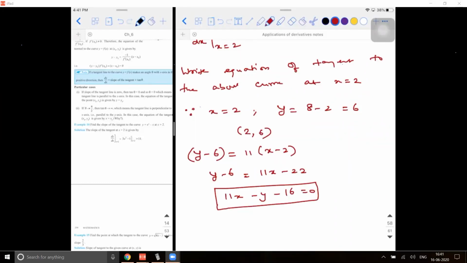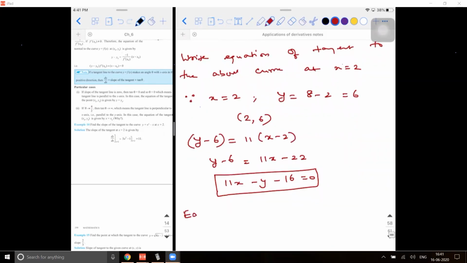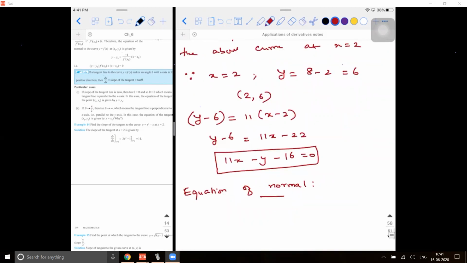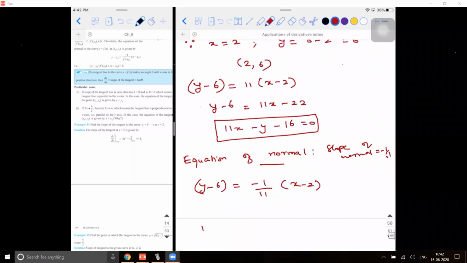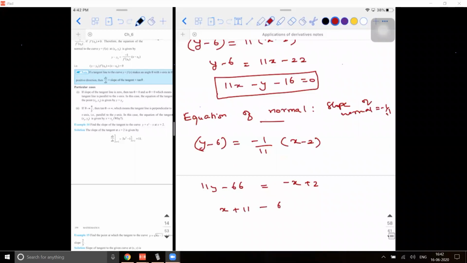If the same question is extended, and they are asking you the equation of normal, then how do you write it? If they are asking you the equation of normal, then what will you do? y minus y1 is equal to, what will be the slope of normal? Minus 1 by 11. That's it. Slope of normal is minus 1 by 11. So y minus y1 is equal to minus 1 by m into x minus x1. With x1 as 2, it is going to be 11y minus 66 is equal to minus x plus 2. So x plus 11y minus 68 is equal to 0.